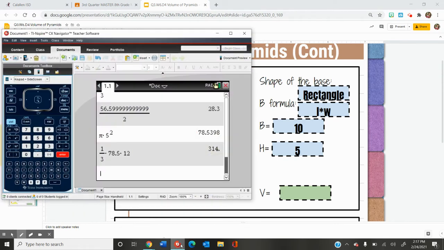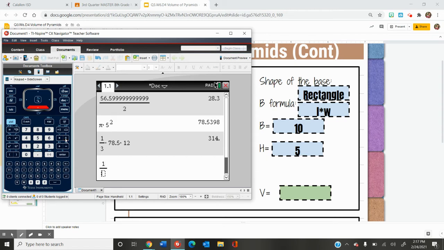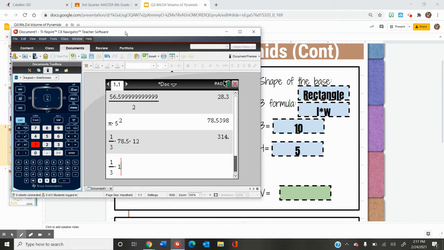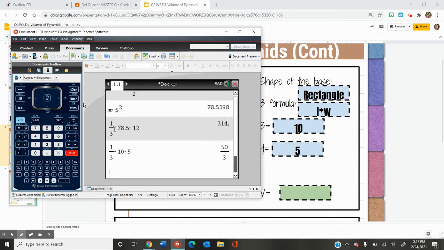So in my calculator, I'm going to put control divide. It'll pop up my fraction, so 1 on top, 3 on the bottom. I'm going to step out of the fraction. Now I'm multiplying this by the area of my base, which was 10, times the height of my pyramid, which is 5. When I press enter, we get 50/3.